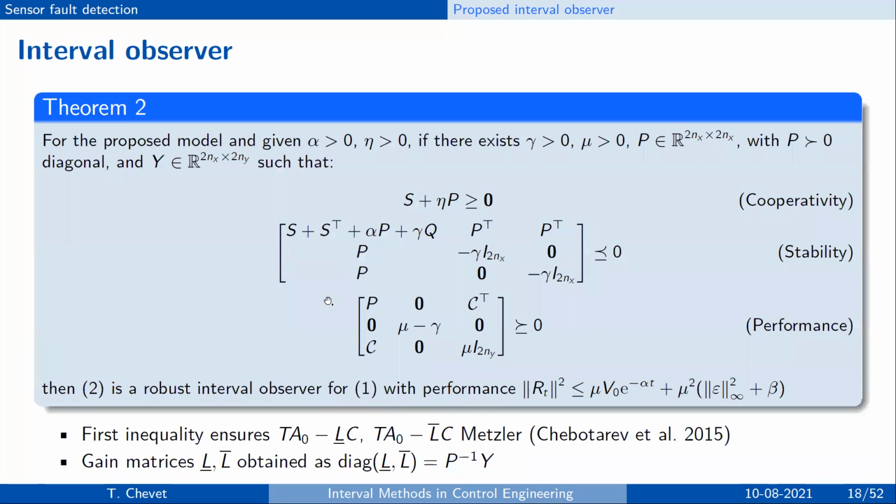Then we can obtain the observer gains by minimizing the parameter mu that is here, so minimizing the bound of the norm on the residual interval, under these linear matrix inequality constraints. This one imposes that the state matrices of the observer are Metzler, as expected. This one is obtained from the boundedness condition, and this one from the performance condition. Then we get the observer gains, if we go back some slides for the definition, by just taking this product here, Y and P being decision variables of the optimization problem.